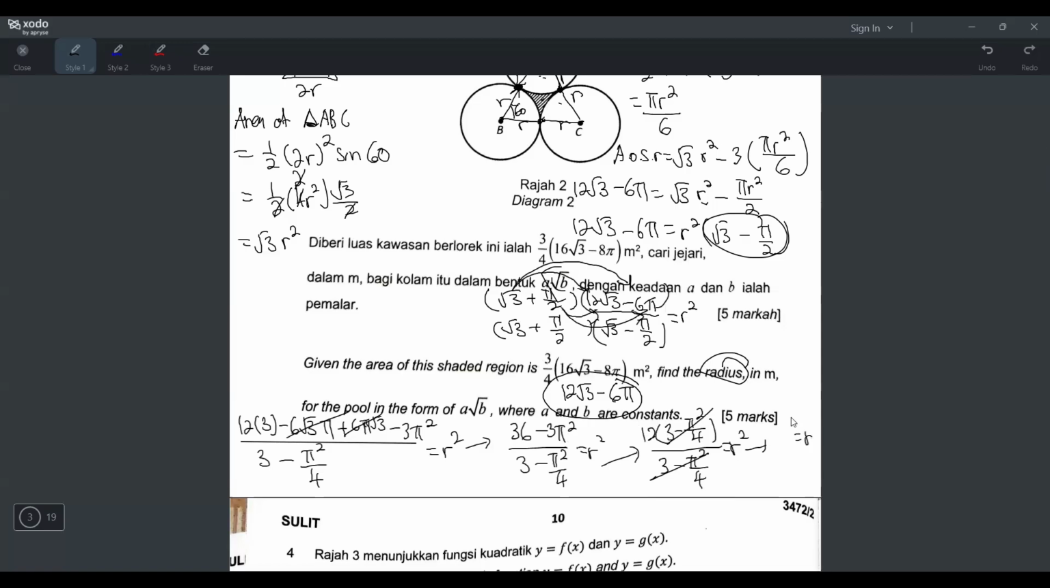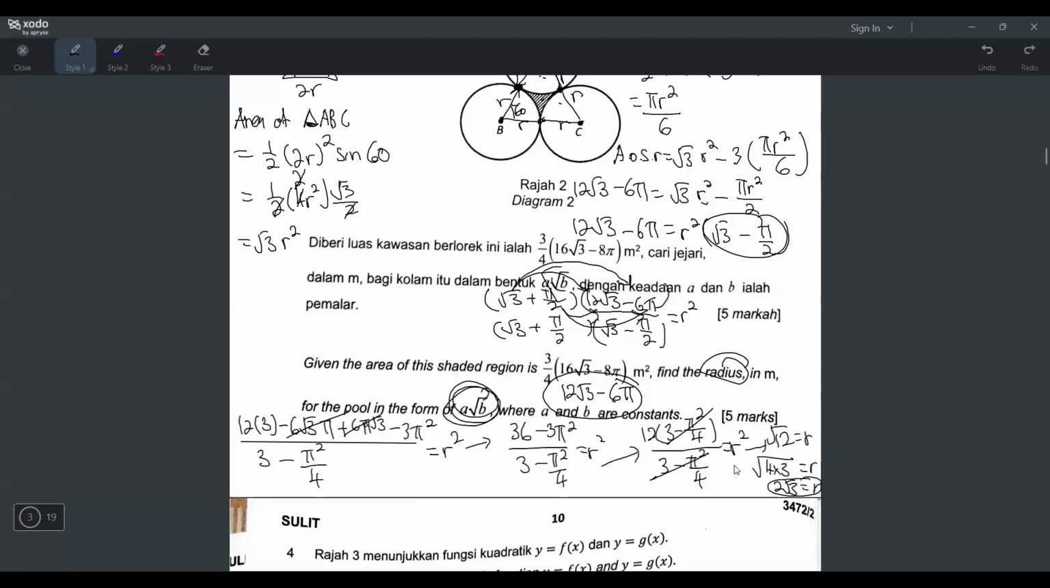And should I calculate the square root of 12 or no? No, don't. Because I told you the answer, they want the answer to look like this, a square root b. Now it's still not a square root b, but we all know square root 12 can simplify, become square root 4 times 3 like this. And we all know square root 4 is 2, so 2 square root 3. So this is your answer.